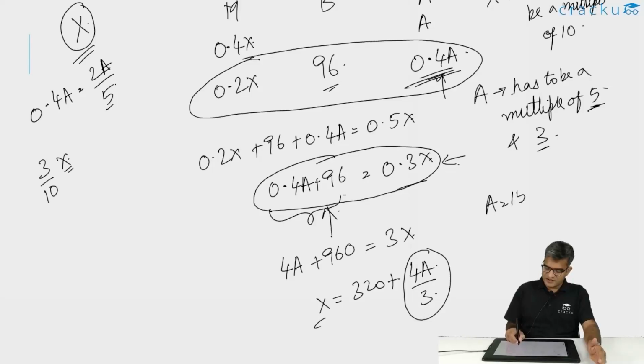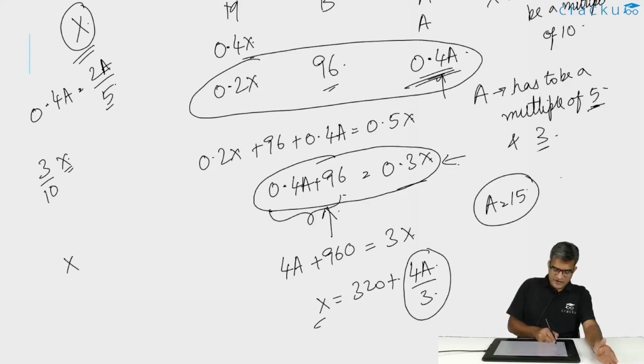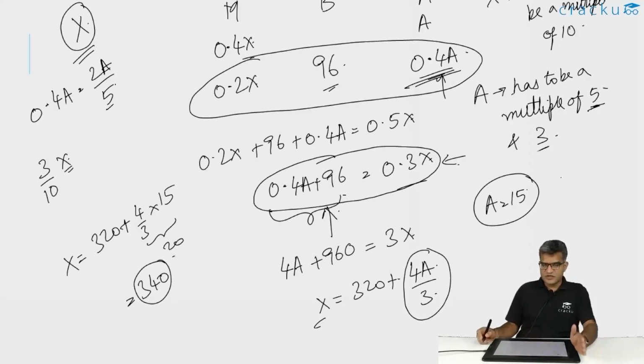So if you're trying to find out the smallest value of x, let us substitute a to be equal to 15. Then the value of x will be 320 plus 4 by 3 into 15. 4 by 3 into 15 is 20. So x will be equal to 340. So the smallest possible value of x is 340, which will happen when a is 15.